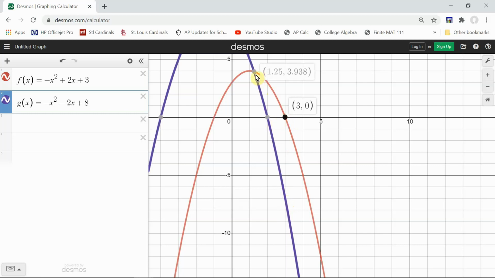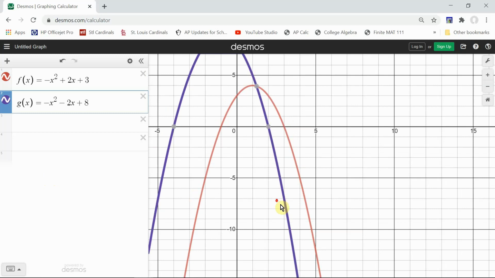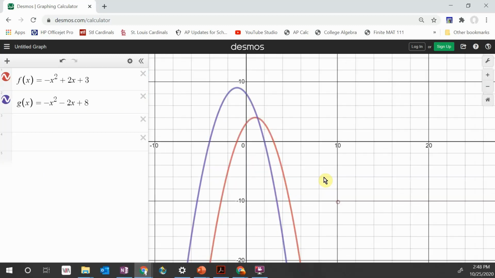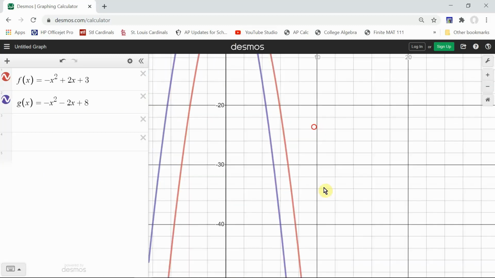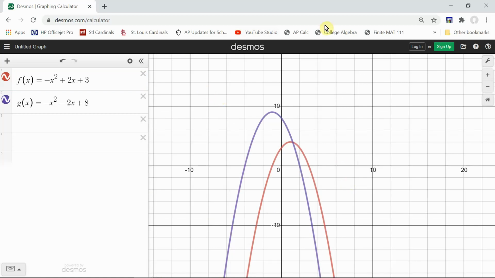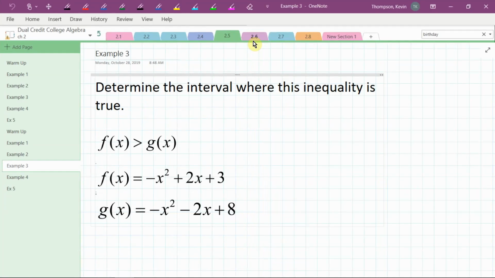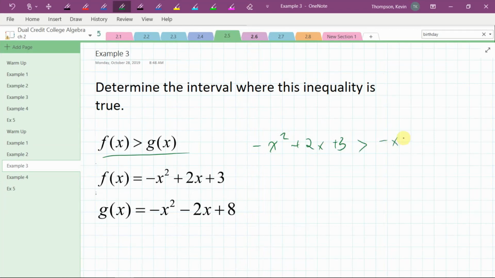Do you notice that at this moment they seem to switch? And so it's harder to look at the graphs here because then it's like, well, what happens on this right side? Like, do they ever switch and how do I find that? So instead, we're going to make an adjustment here. So what we're going to do, I'm going to go ahead and try to write the statement that's given. So just going to go ahead and say negative x squared plus 2x plus 3 greater than negative x squared minus 2x plus 8.